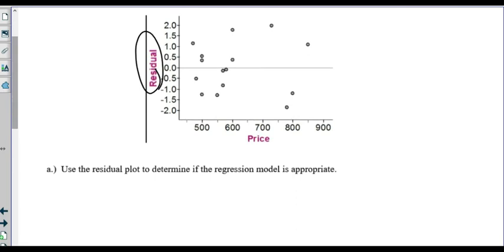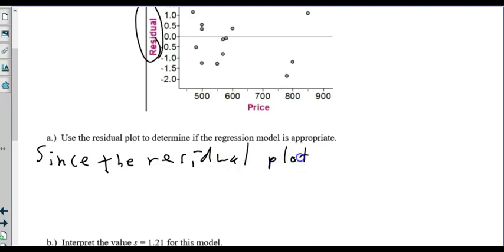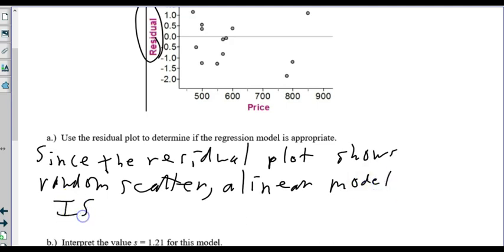Well, there's no curve in it. There's no set pattern of a curve. All right? So, we use the same statement we did before. Since the residual plot shows random scatter, a linear model is appropriate. So since there's no curve pattern, basically, we can use a line.